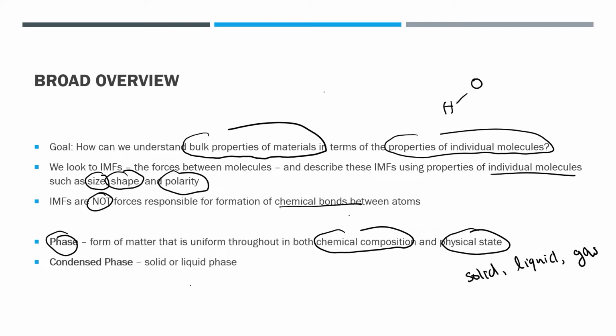Technically there's plasma, etc., but these are the three main physical states. But we can break a solid down into different phases. Let's think about carbon, for example. In the solid phase, we have both graphite and diamond. These are two different examples of carbon in the solid phase that have different chemical compositions, so different arrangements of the carbon atoms.